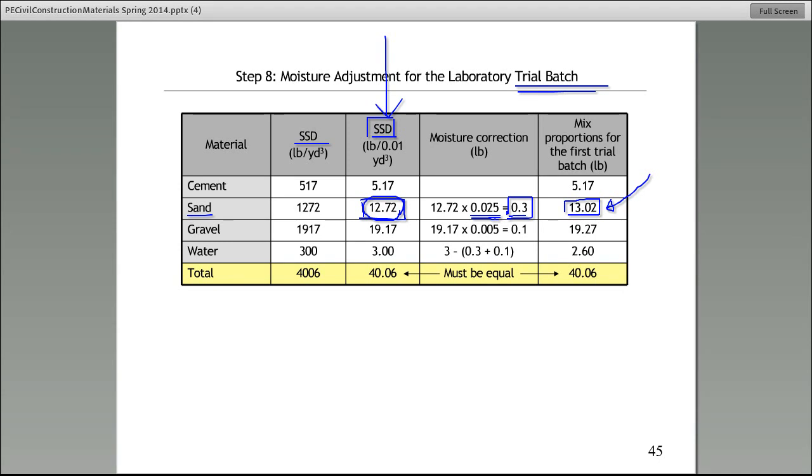The rule is this. If it is too wet, add the correction factor. If it is too dry, subtract the correction factor. All right, now let's take a look at the next item, which is correction for gravel. For the trial batch, we need 19.17 pounds. What is the moisture condition? They said it's wet with 0.5%.